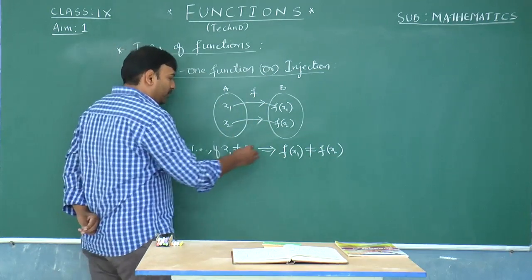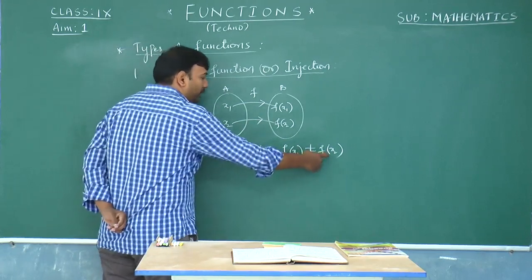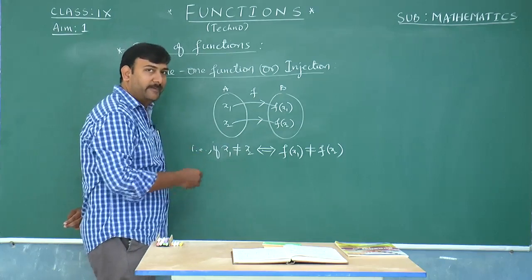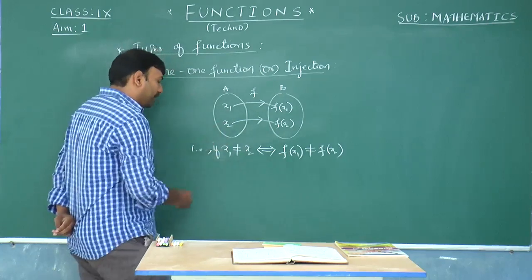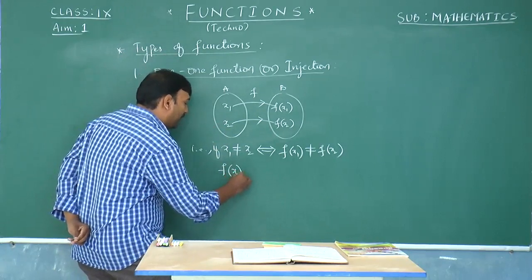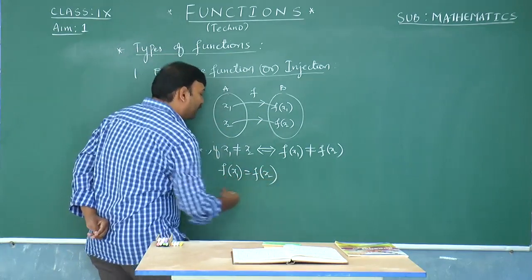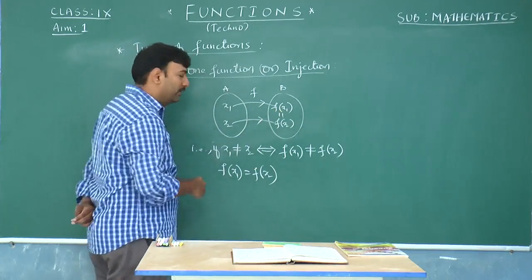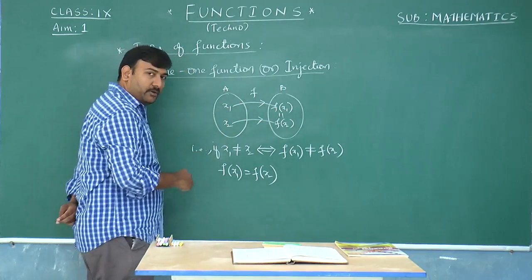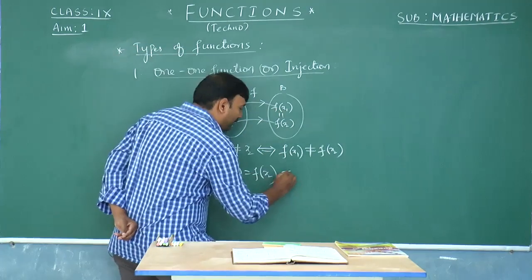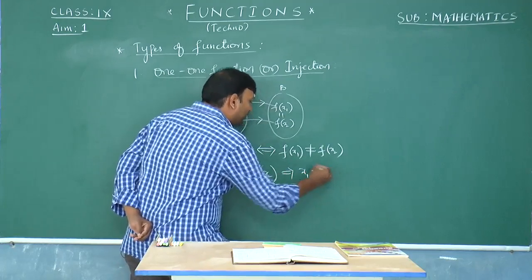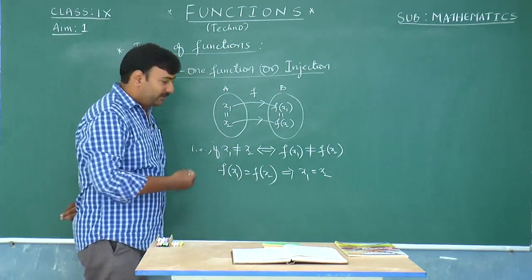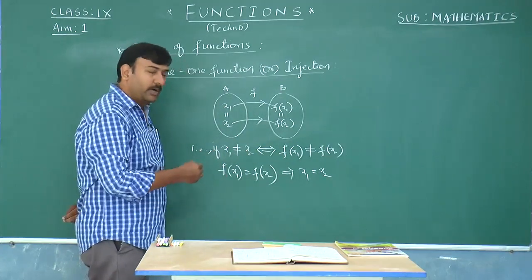Or otherwise, we can also say that if the images are distinct for two elements, the elements are also distinct, then the function is one-to-one. Or otherwise, we can say that if two elements have the same images, say f of x1 is equal to f of x2, that is, imagine that the images of two elements are equal, then the elements must also be equal, that is, x1 must be equal to x2. In this case also we can say that the function is going to be a one-to-one function.